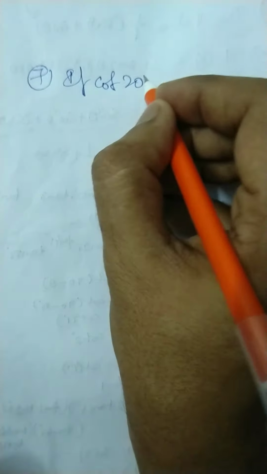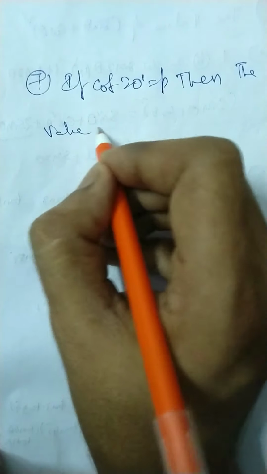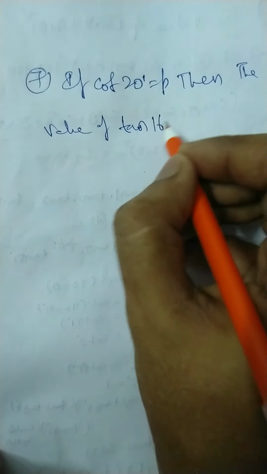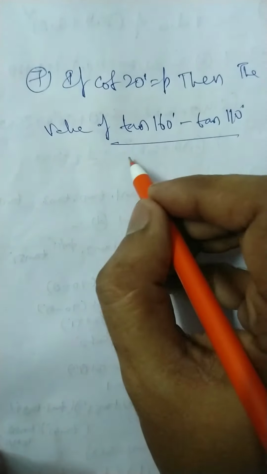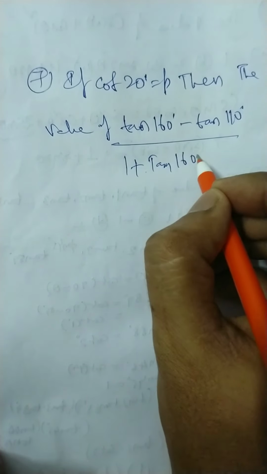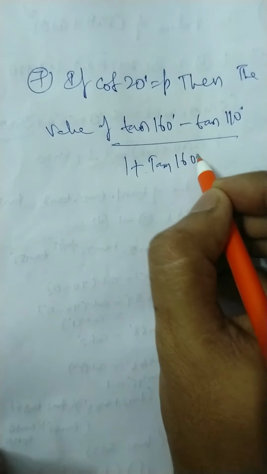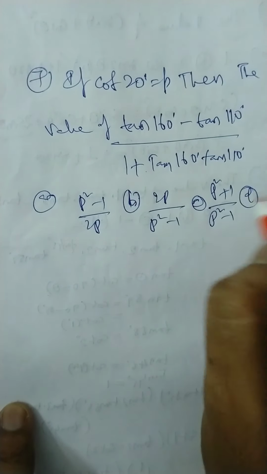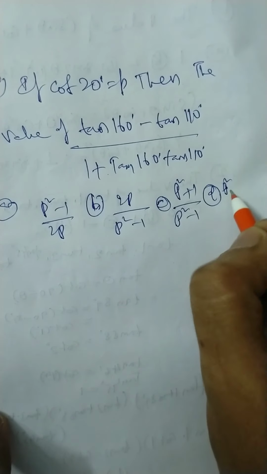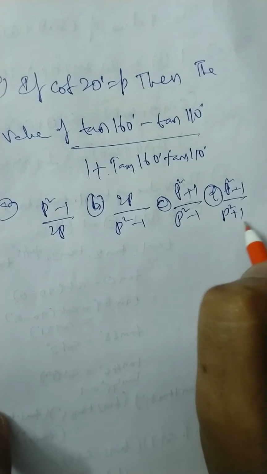If cot 20 degrees is equal to p, then the value of (tan 160 minus tan 110) by (1 plus tan 160 into tan 110). The options are: A, (p square minus 1) by 2p; B, 2p by (p square minus 1); C, (p square plus 1) by (p square minus 1); Option D, (p square minus 1) by (p square plus 1).